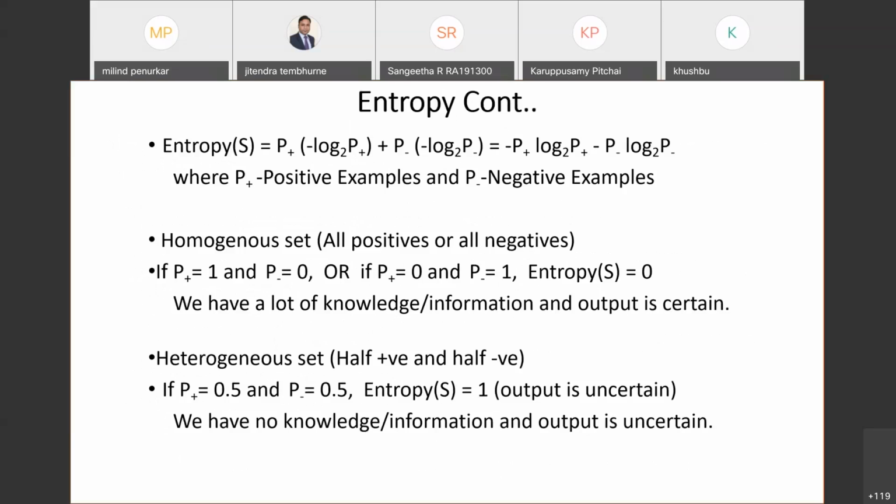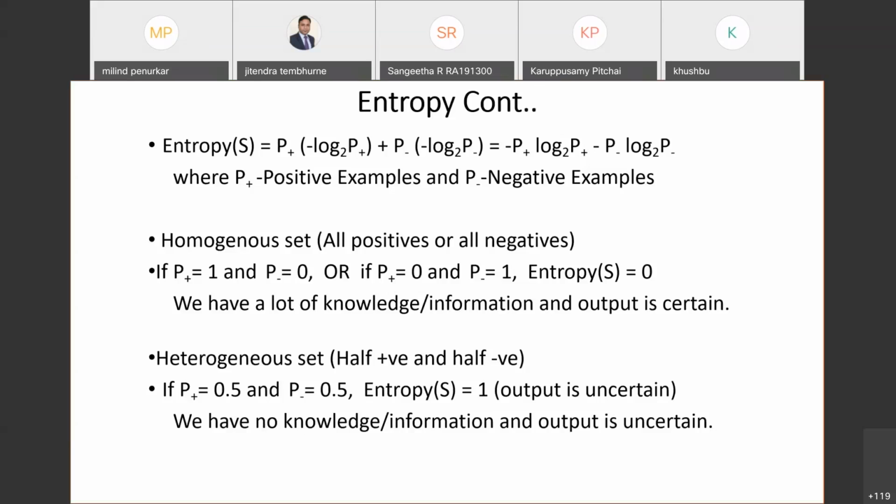In a homogeneous set, where all are positives or all are negatives, if all the examples are positive or all the examples are negative, that is, if P plus equal to 1 and P minus equal to 0, or P plus equal to 0 and P minus is obviously going to be 1, entropy of S is 0. So if that is the case, then we have a lot of knowledge or information and the output is certain. And in the heterogeneous state, if P positive is 0.5 and P negative is 0.5, with half positive examples, then entropy of S is 1. You can calculate that using that formula. You'll get entropy of S equal to 1. Output is uncertain, and if output is uncertain, then we have no knowledge or information.